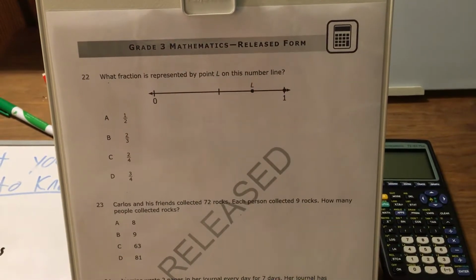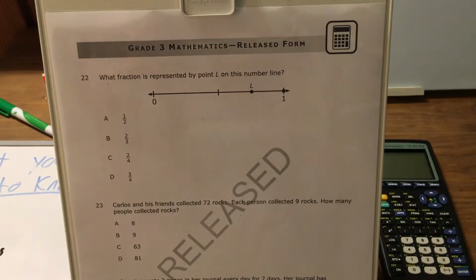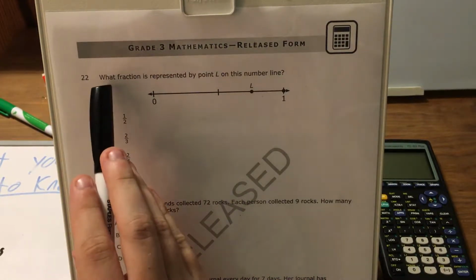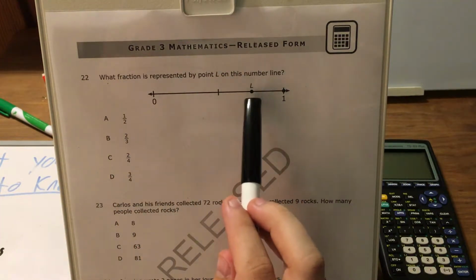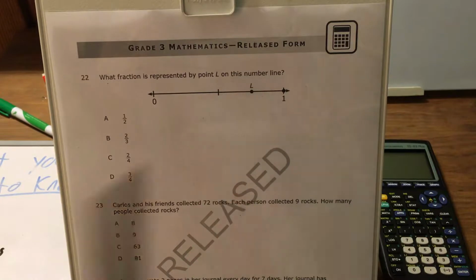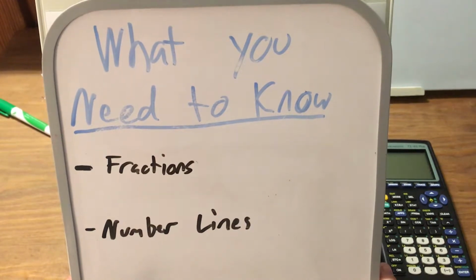This is Mr. W. We're going to tackle question 22 of the third grade math questions that North Carolina released this past school year. We're asked to say what fraction is represented by point L on this number line. We've got point L, it's somewhere between 0 and 1. There's a line kind of splitting that in half. So in order to do really well on a question like this, you've got to know fractions and you've got to know how to use number lines.